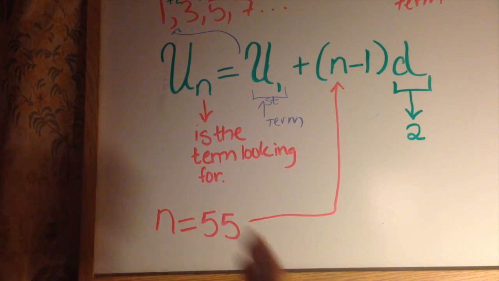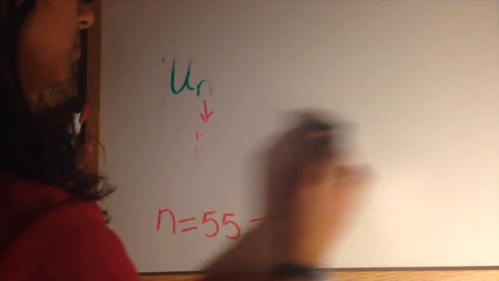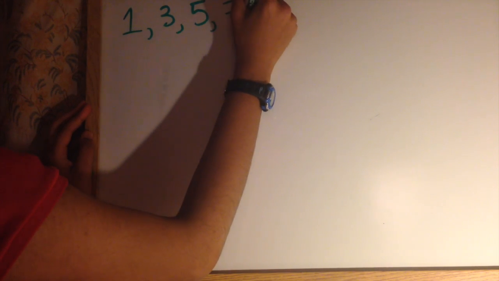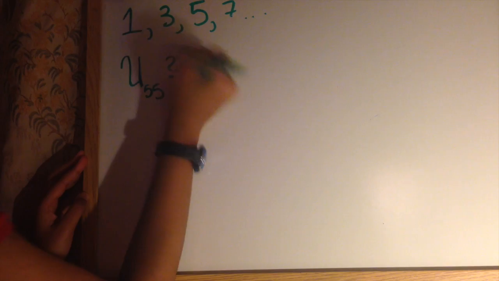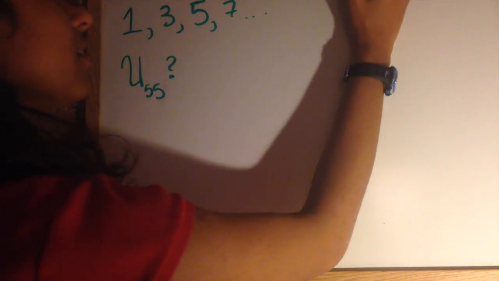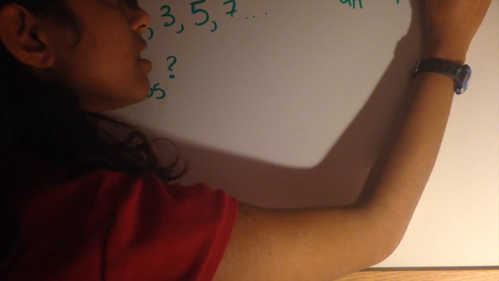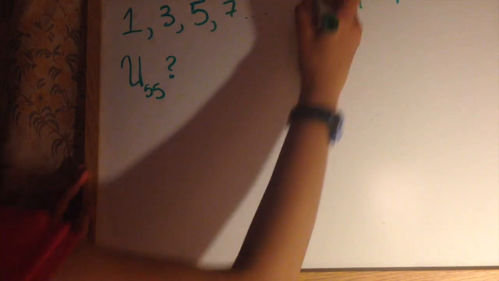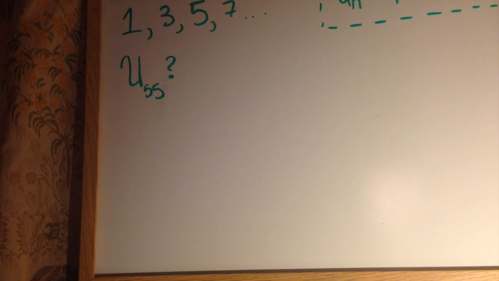So, now that you have the formula broken down, let's go ahead and solve this. Here's the sequence again: 1, 3, 5, 7. And to put it in mathematical terms, what is U of 55? Here's the equation. Remember "unit", so U n is equal to U1 plus (n minus 1) d. Again, if you're an IB student, this is given to you. So, let's plug it into the equation.